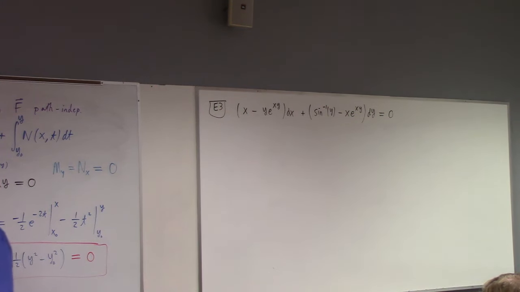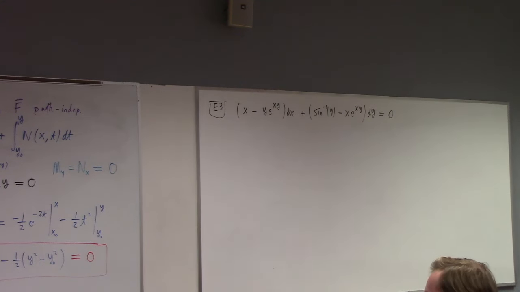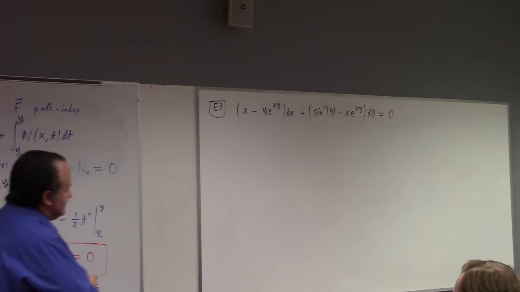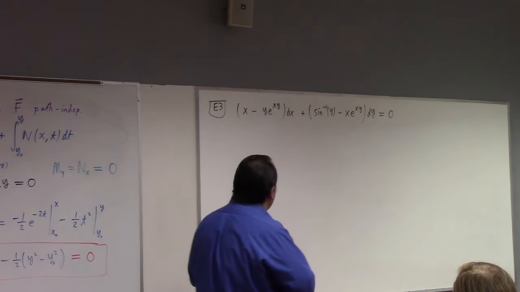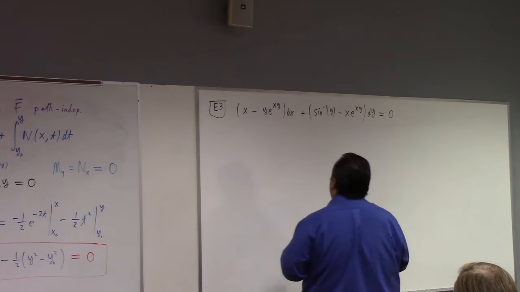It's fairly obvious this is not linear. It's fairly obvious this is not separable, which means for our current intents and purposes, it must be exact. Otherwise, it's an unfair question. I don't ask unfair questions, though, right? No? I don't know. I'm not sure if I know what fair means.